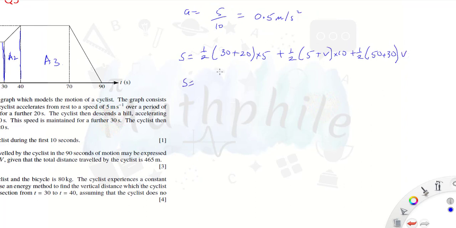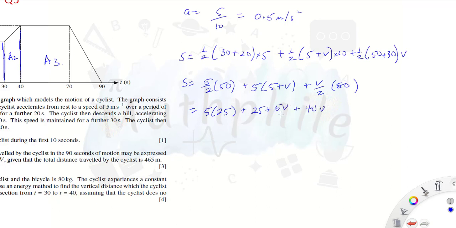Okay, let's simplify this. S equals 1 over 2, this is 50 times 5. So let's say 5 over 2. I can write all this as 5 over 2 of 50. Is that okay, Derek? Yes. Plus 5 of 5 plus V, because 2 will divide the 10 and you get 5. Plus V over 2 of 80. I could have written 40. So this divides that to be 25. 5 times 25, and this I can explain, 25 plus 25V. Sorry, plus 5V, not 25V. Plus 40V.